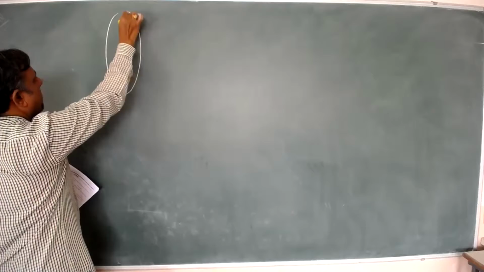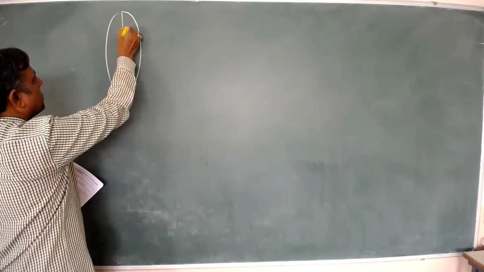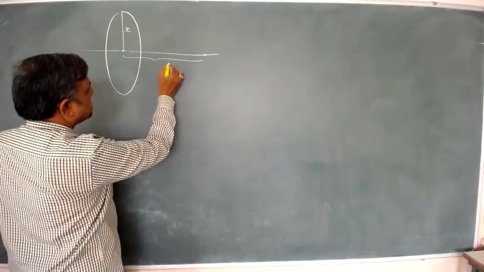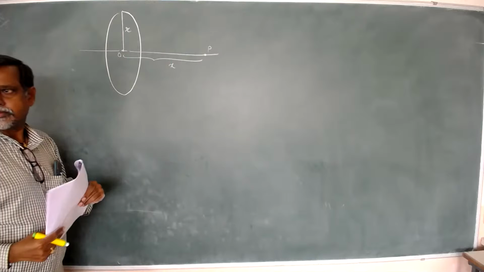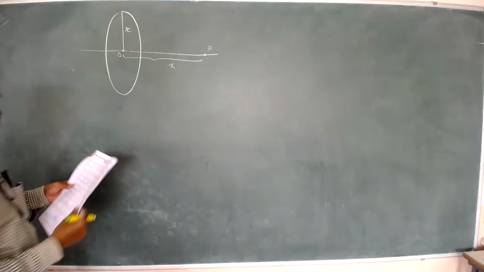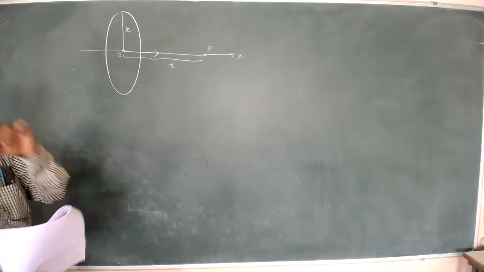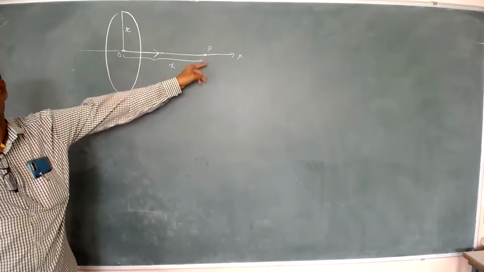This is the center of the ring, this is the radius, and this is the axis of the ring. Let this point be at a distance x. Now, what is being moved? A point charge is projected along the x-axis, in this direction. Now the condition is that the moment the particle comes over here, its acceleration is maximum. So, acceleration.